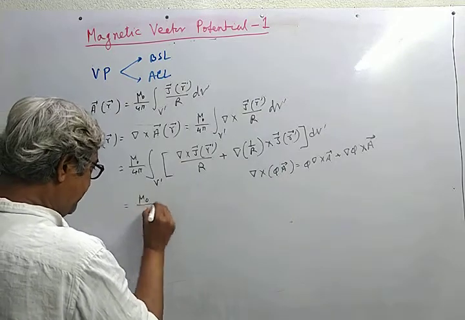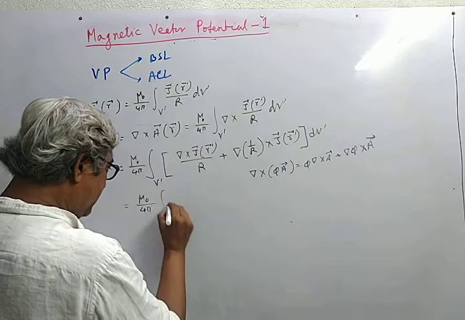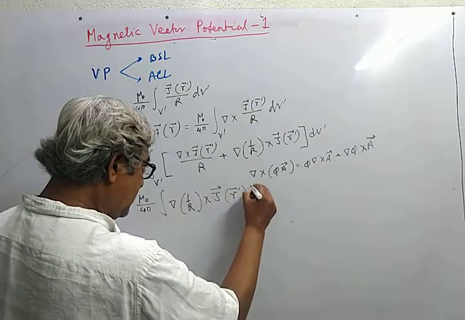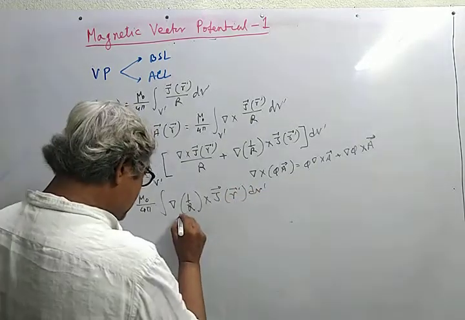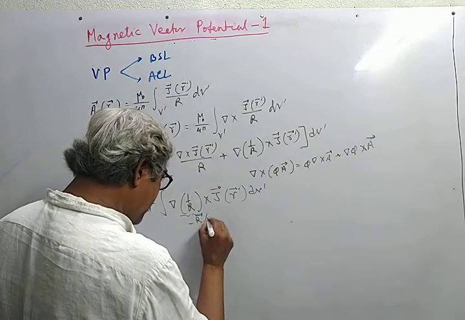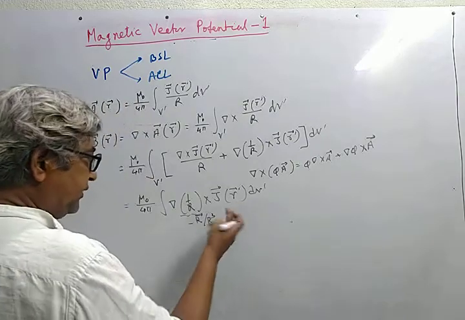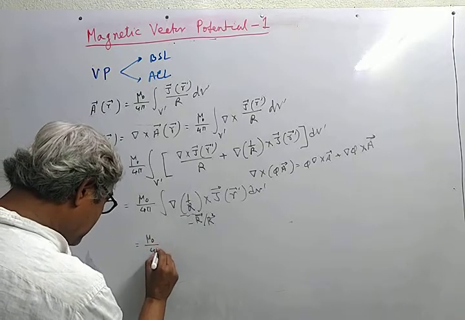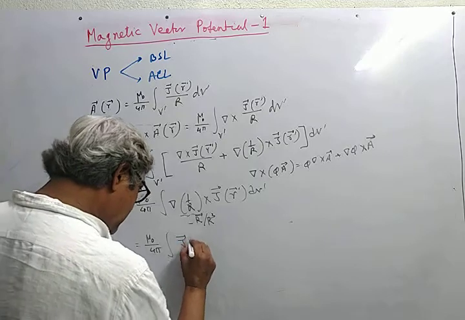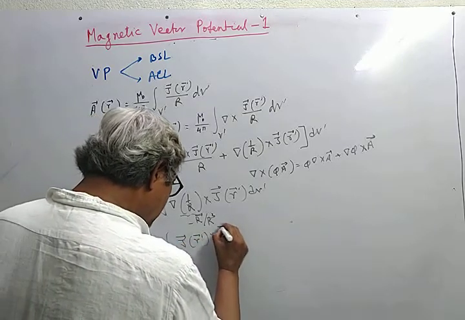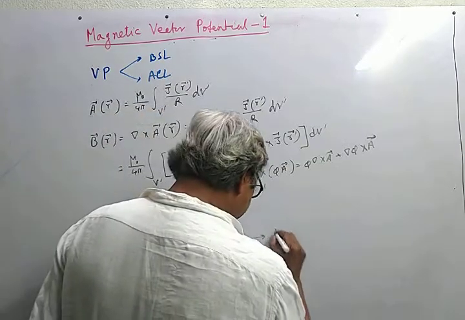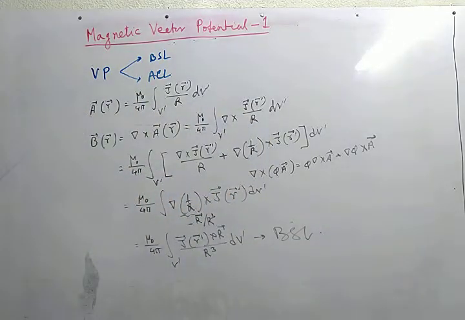So this is mu 0 upon 4 pi, and this is minus vector r upon r cube, and if we take this part earlier and the other one, this is nothing but the Biot-Savart law. So we have arrived at the Biot-Savart law starting from the vector potential.